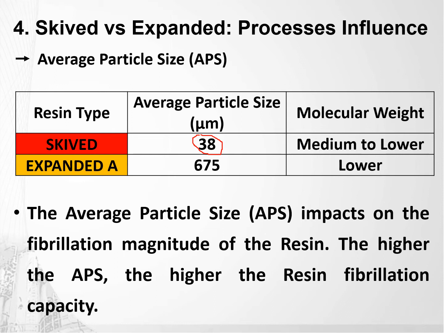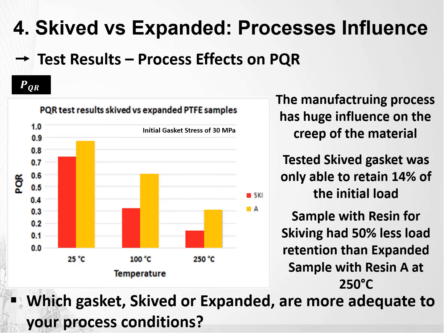This has a huge impact on the fibrillation and therefore alignment magnitude of the resin. The higher the average particle size is, the higher the resin fibrillation capacity is. But how does that translate into performance?